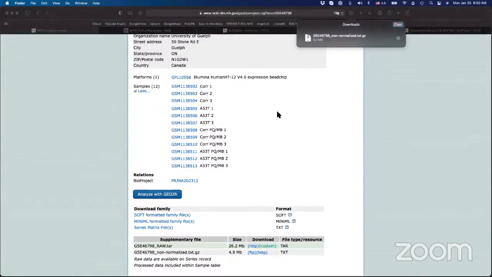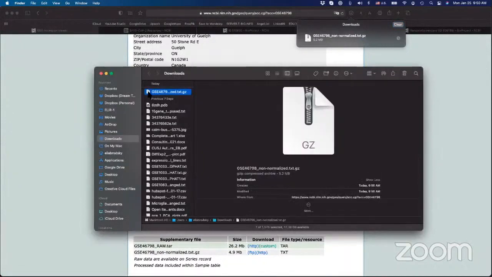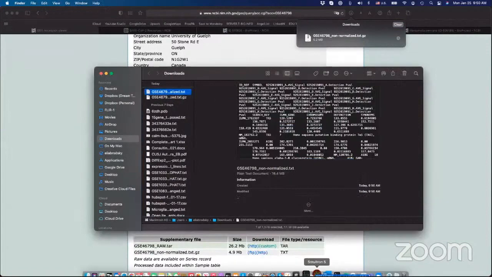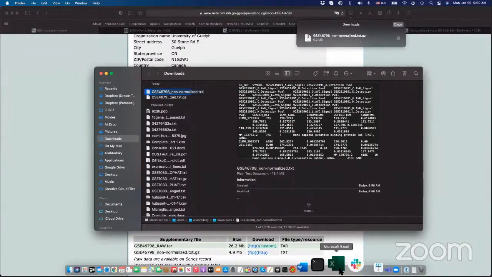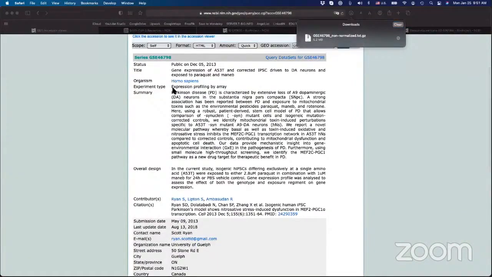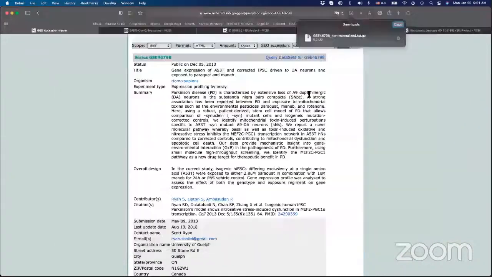Okay, so we're going to take this table and let me unzip it. I'm just going to open it up in Excel and let me read here a little bit more. What does this data describe? So Parkinson's disease, PD, is characterized by extensive loss of A9 dopaminergic DA neurons in the substantia nigra pars compacta, SNPC.